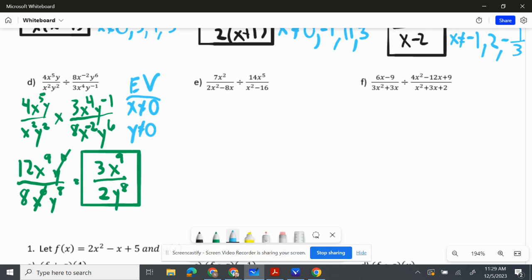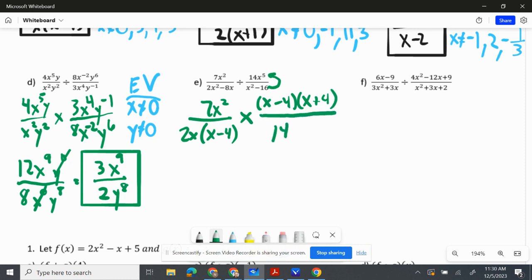Looking at letter C, since it's division, I'm going to keep, change, flip. I'm going to flip and factor at the same time. So I have the 7x squared as a monomial, so it can't factor, but its denominator has a 2x in common, and that would be an x minus 4. I change it to multiplication. The denominator here flips to the top, so that becomes x minus 4, x plus 4.